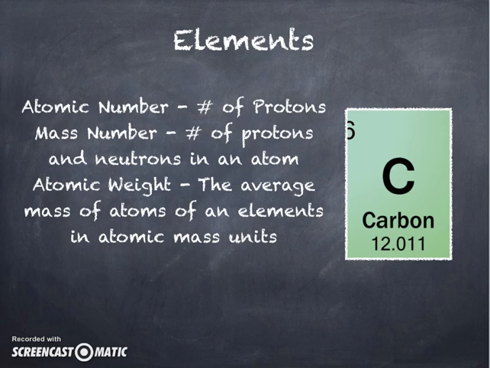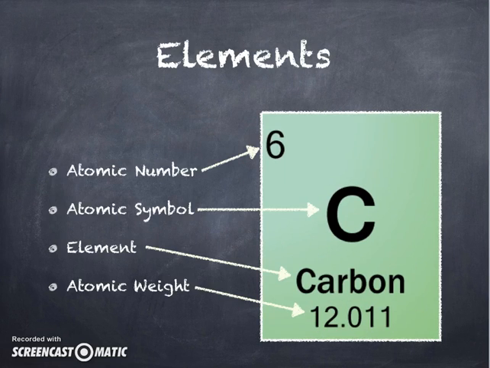The mass number is the number of protons and neutrons in an atom. That is going to be the total mass of that specific atom. Atomic weight is the average mass of atoms of an element in atomic mass units. That can be found at the bottom of each box.